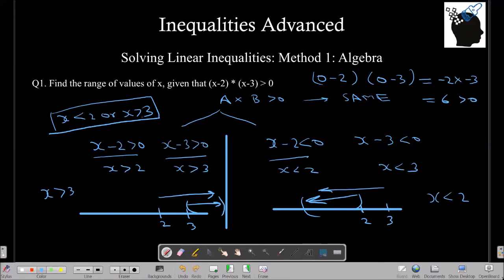You can also go ahead and check for x greater than 3 and you will see that the equation will be satisfied. That means our solution is correct. Let's try one more.